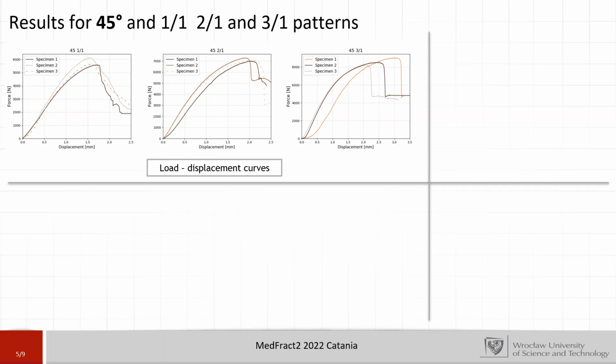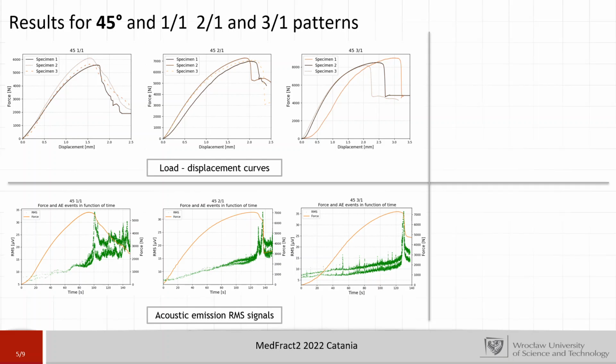In this graph you can see the different load displacement curves for each pattern, and additionally the acoustic emission RMS signal, which is one of the most popular acoustic parameters used in the acoustic emission technique. What we can see on the graphs at the bottom of the slide is that when damage occurs in a specimen, the RMS goes up and the signal is higher.